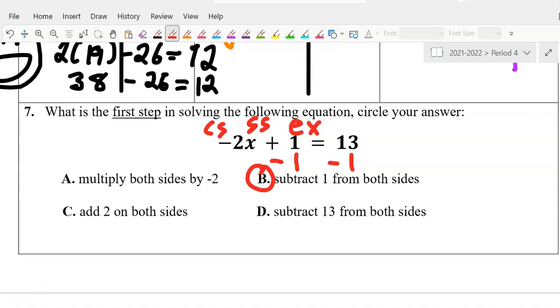Number 8. This is going to be nothing. Coming from IDK. I don't know. Let's hear it for nothing.